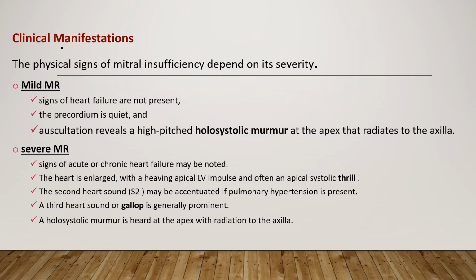With severe mitral insufficiency, signs of acute or chronic heart failure might be noted. The heart is enlarged with a heaving apical left ventricular impulse, and an apical systolic thrill might be detected. The second heart sound might be accentuated if there is secondary pulmonary hypertension, and a third heart sound or gallop is generally prominent. A hollow systolic murmur is heard at the apex with radiation to the axilla.